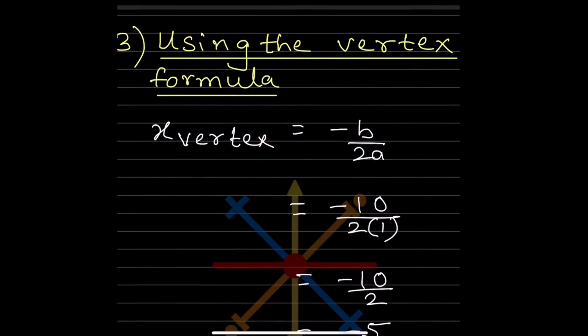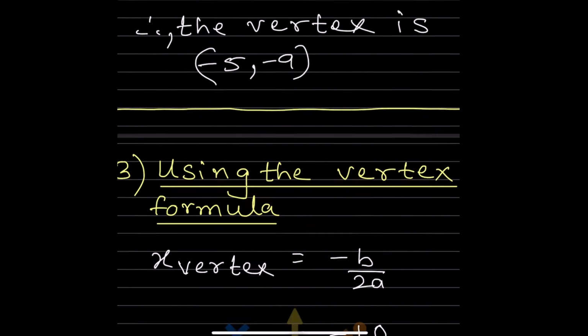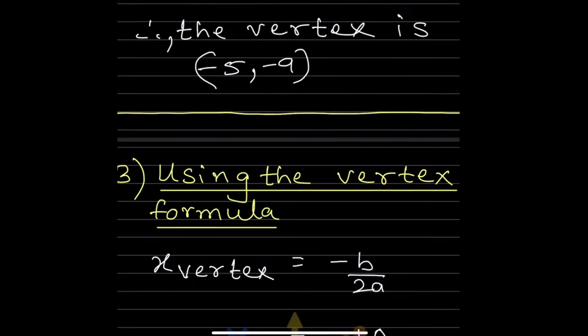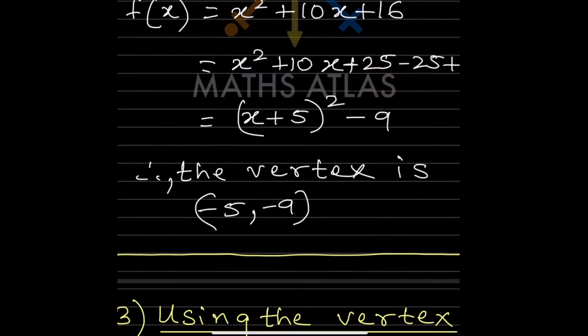Now using the vertex formula, let us see. Here this is the formula, x equals minus b by 2a. Now you have this equation x square plus 10x plus 16. So we can also write, if you want here, x square plus 10x plus 16. So what is that?